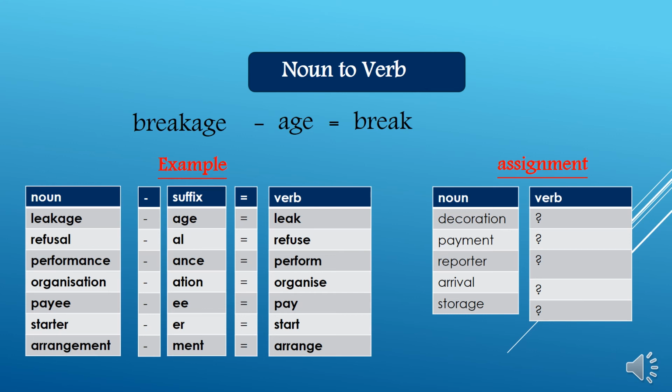Similarly, starter is a noun, start is a verb. Er is removed. So from a noun we form a verb. Similarly, from the noun arrangement, ment is removed. So by removing a suffix from a noun, you can have a verb. Okay, and do the assignment beside.